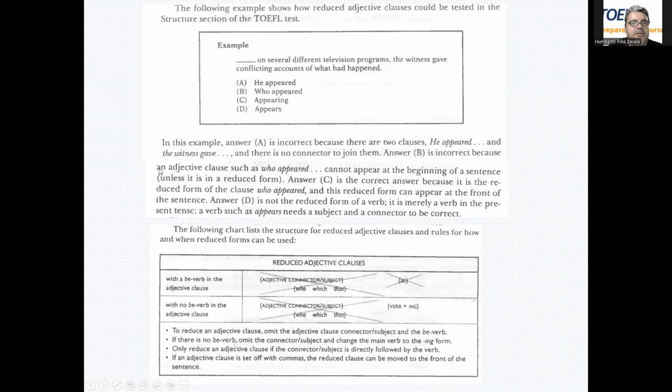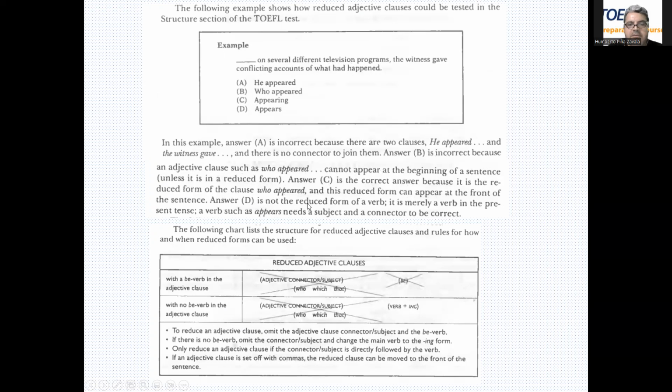Answer B is incorrect because an adjective clause such as "who appeared" cannot appear at the beginning of the sentence unless it's in a reduced form. Answer C is the correct answer because it is a reduced form of the clause "who appeared." And this reduced form can appear at the front of the sentence. Appearing on several different television programs, the witness gave conflicting accounts of what had happened.